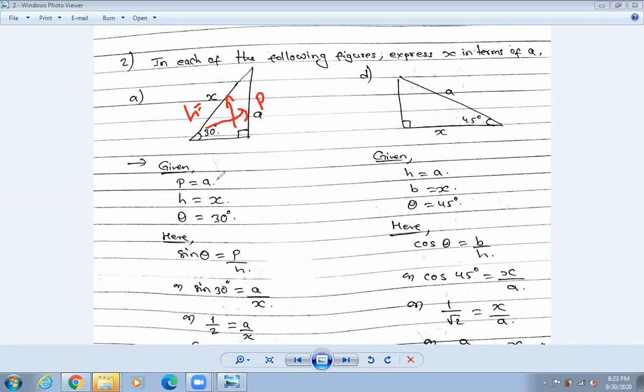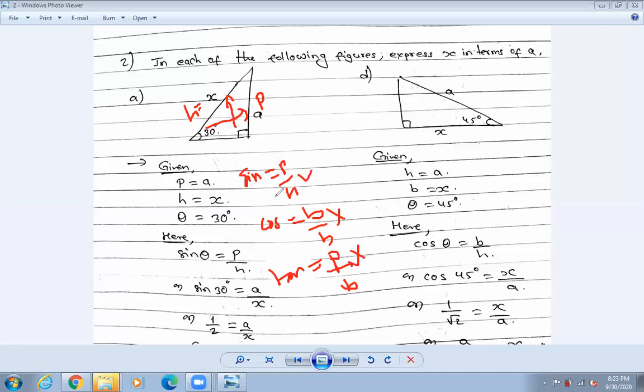So in which formula do we have P and H? Which formula has P and H? Here is B and H, no, this is not it. P and B, no, not this. P and H, oh, this is the one.